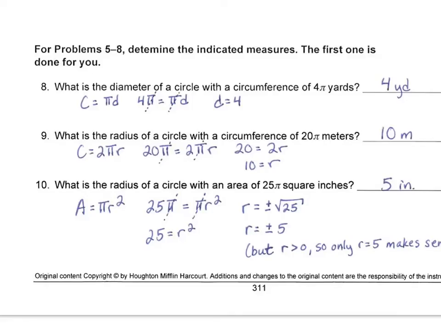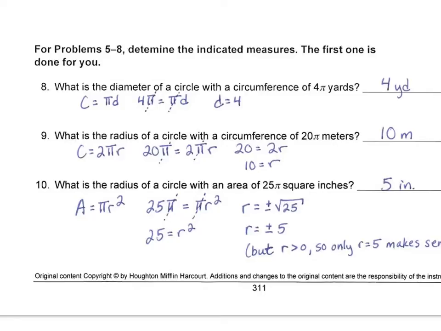Number 9, this time they're asking me for what is the radius when the circumference is given to me. And so I'm going to start with the circumference equals 2 pi r form of that formula, and then substitute 20 pi. Again, my pi's are going to cancel out, but this time I need to make sure I divide that result by 2 so that I get the radius by itself. And so we'll have 10 meters.